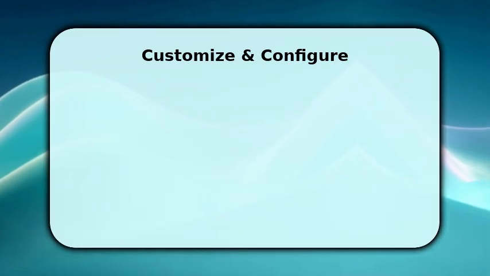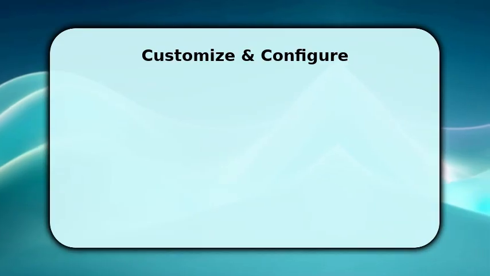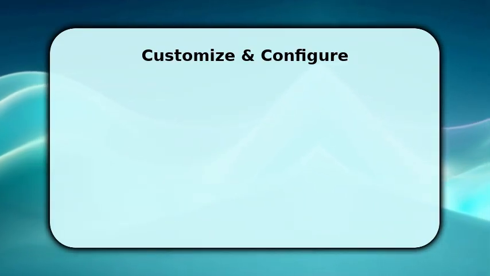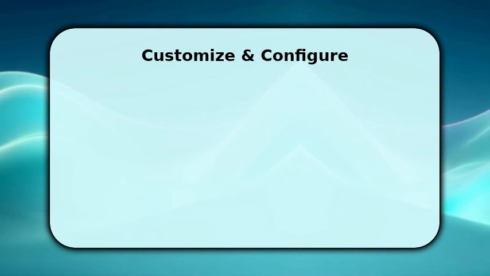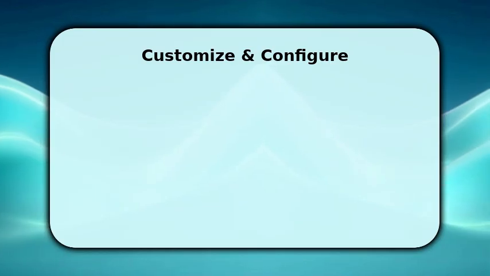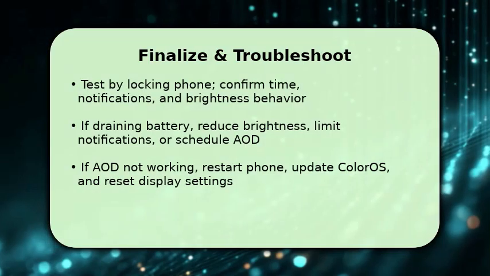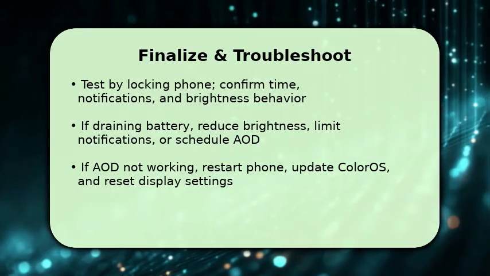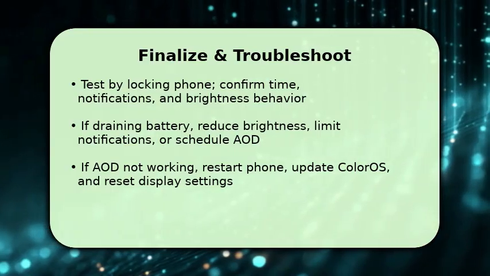Also tap Advanced Settings to allow Do Not Disturb exceptions and enable fingerprint wake or double tap to wake, so the display behaves exactly how you want. To finish, lock the phone and verify Always On Display shows time, selected widgets, and notification dots. Check brightness in ambient light.